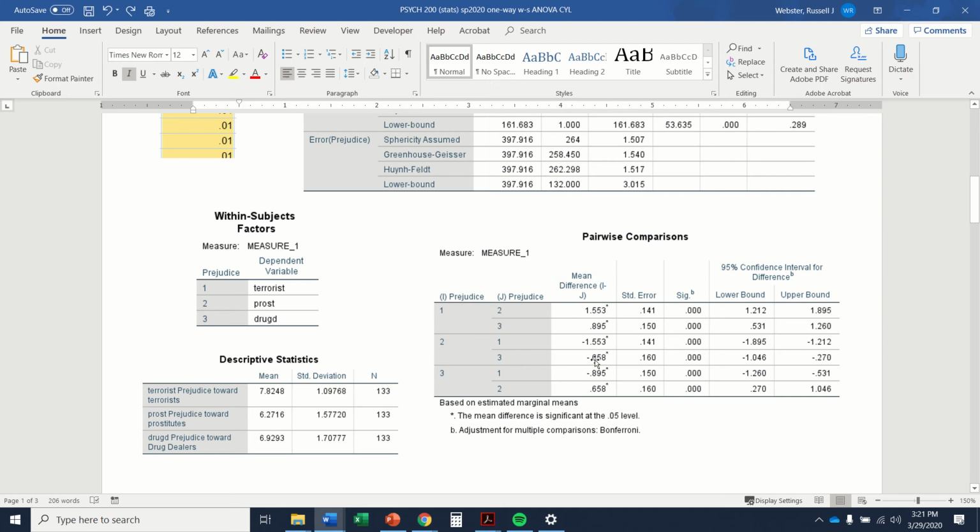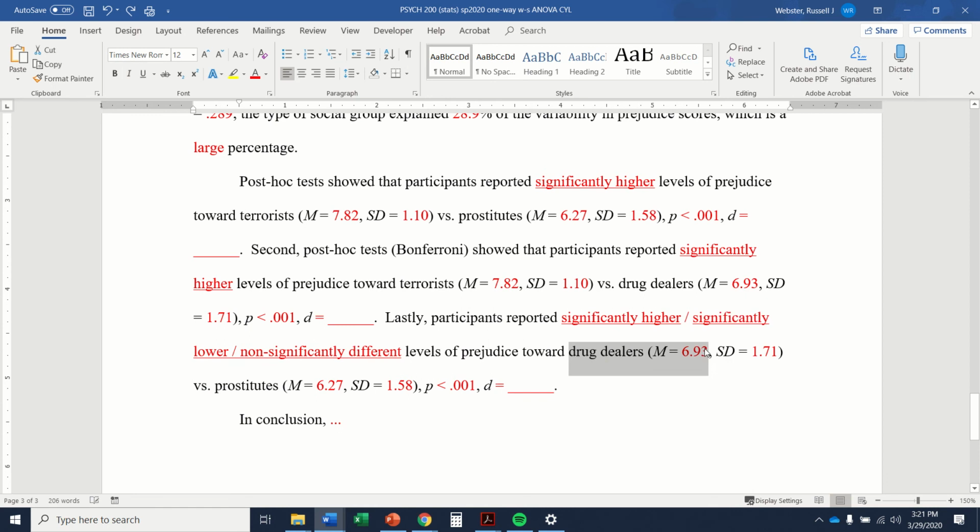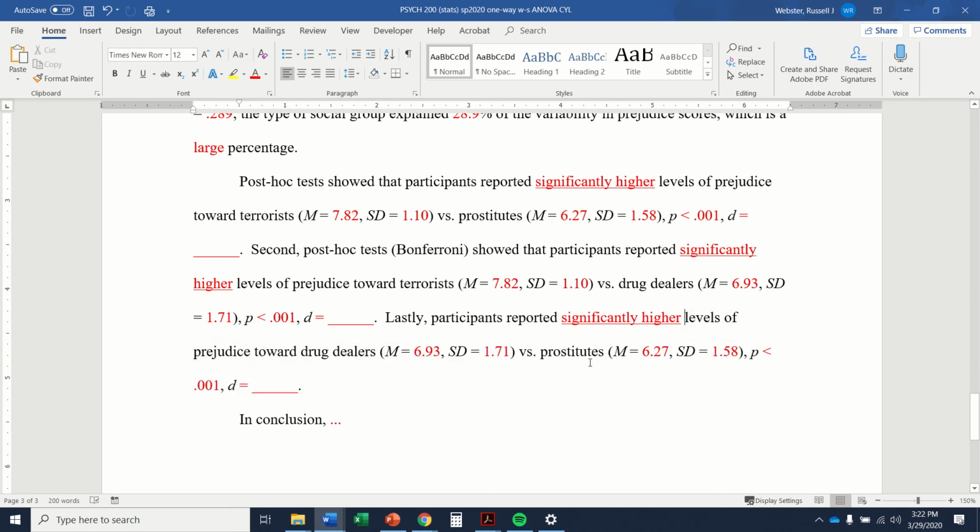So 2 versus 3 here produces a negative difference, so we know that 2 must be smaller than 3. And here 3 to 2 produces a positive difference, so 3 minus 2 produces a positive difference, so 3 must be bigger than 2, right? 2 must be smaller than 3, meaning that people must be reporting more prejudice towards drug dealers than prostitutes. And we can see that in the table here, and we can again see that in our sentence here. We have prejudice towards drug dealers listed first, 6.93, versus prostitutes, 6.27. So we can say that participants reported significantly higher levels of prejudice towards drug dealers versus prostitutes.